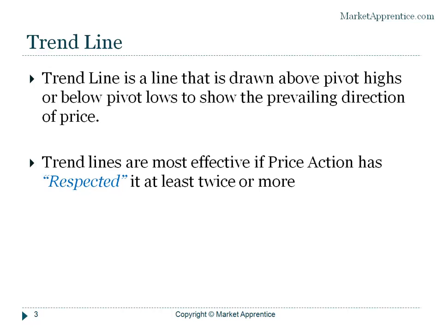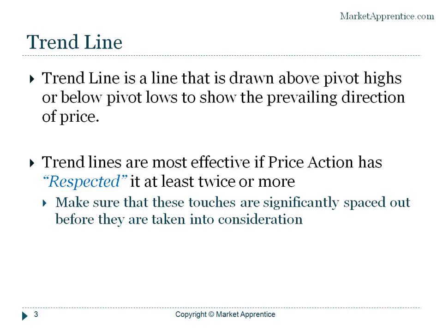Trend lines are most effective if price action has been respected for at least 2 times or more. Just to be clear, make sure that these touches are significantly spaced out before they are taken into consideration. And I'll show you a few more examples in the diagrams later. Meanwhile, just remember that respecting trend lines is very important before the trend line is considered valid.